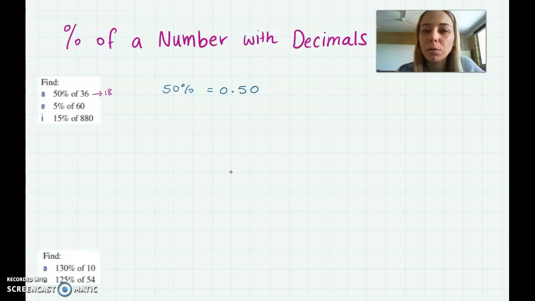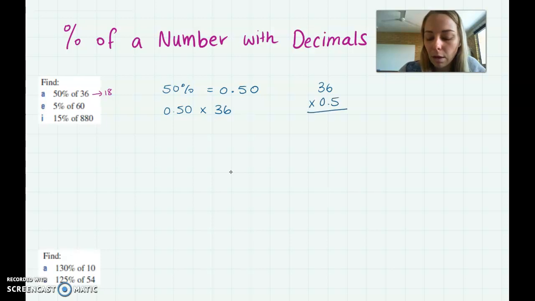Of actually just means multiply. So instead of 50% of 36, it is going to be 0.50 times 36. And now we can use our multiplication. 36 times 0.50. Okay, 0, 3, 18. Now there was one decimal place in the whole of that question, so I need to move the decimal in 1. So my final answer is 18, which we kind of knew was going to happen, but that's how we do it.